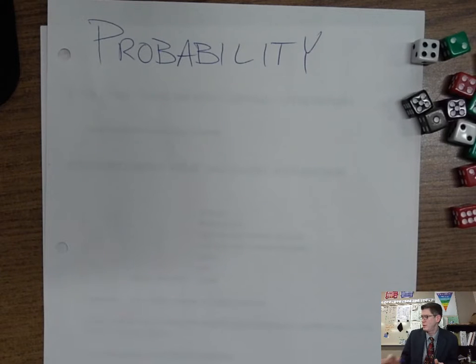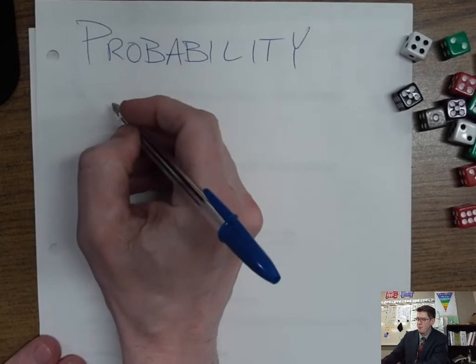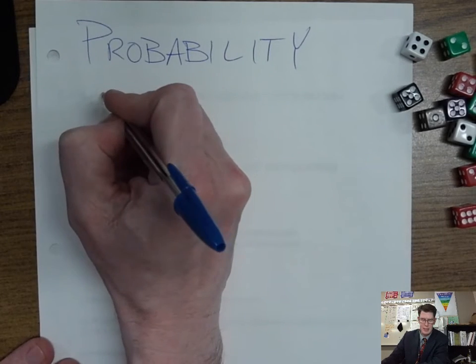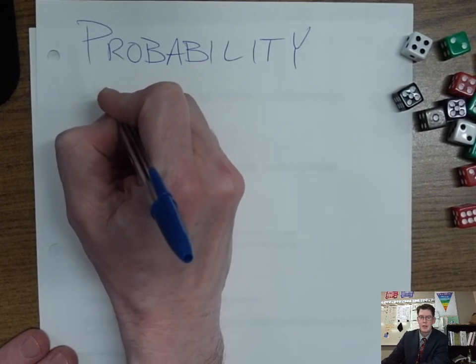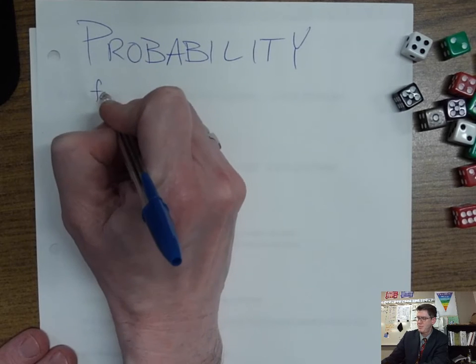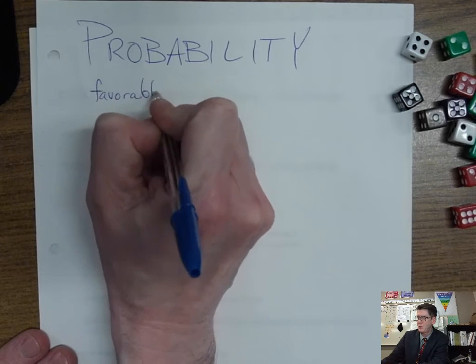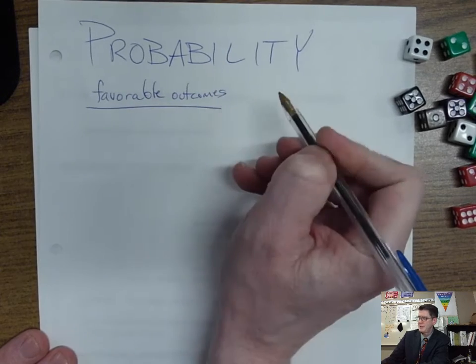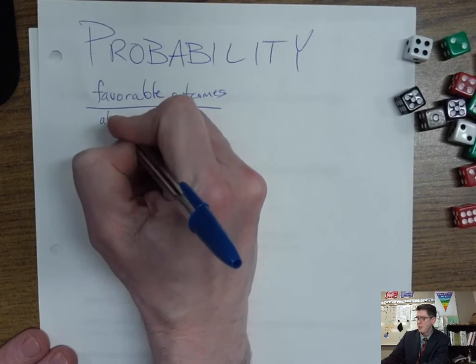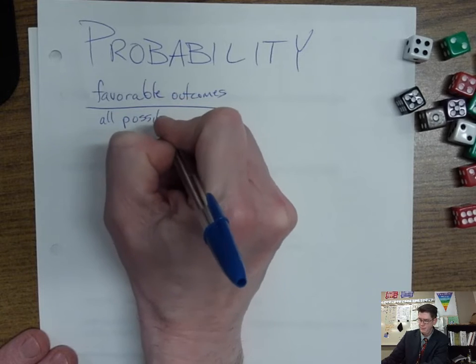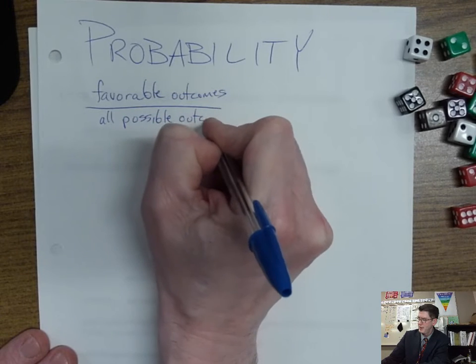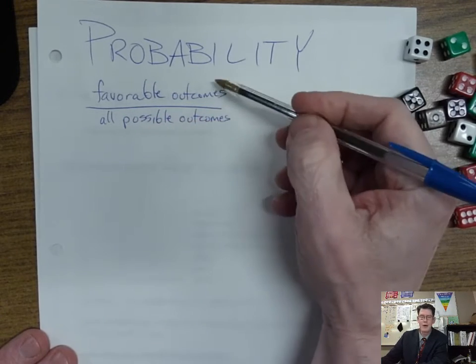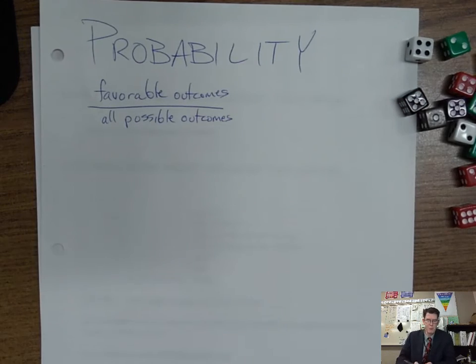So here we go. Let's work this out. The probability is just a fraction, and we ask what are the possible ways that something could occur. We use the term favorable outcomes, and it's divided by all possible outcomes. And that's how we decide and write the fraction of probability.